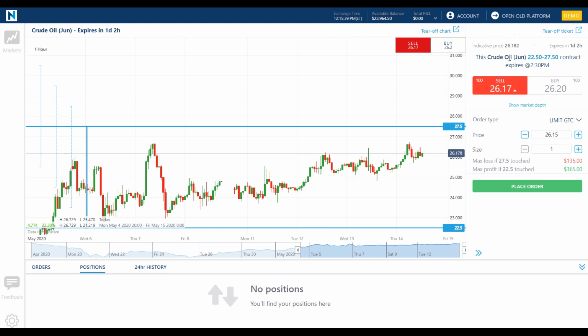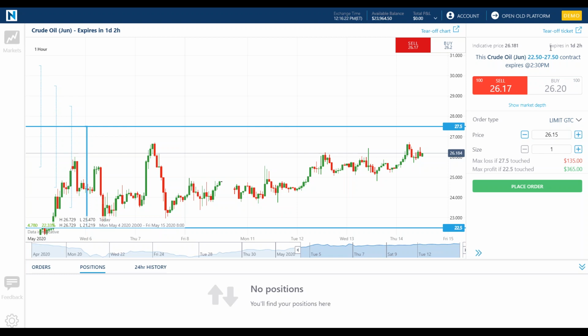Isn't that amazing how the price of these will pretty much hover right around the indicative price at the moment? And if I were to sell one, I'm speculating that the price of oil is going to go back lower. I'm looking at my charts. And if I were wrong and it went up and hit the ceiling at 27.5, I'd be knocked out for a loss, maximum loss, 135. If it were to go lower and make it all the way down and touch 22.5, I'd realize maximum profit, $365. And I've got 1 day and 2 hours to see what happens. Now, what happens if oil doesn't touch either one of those boundaries?